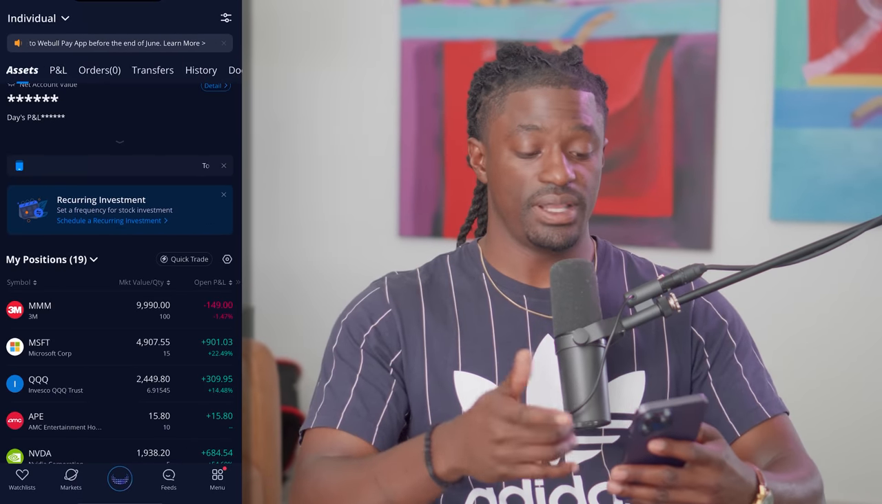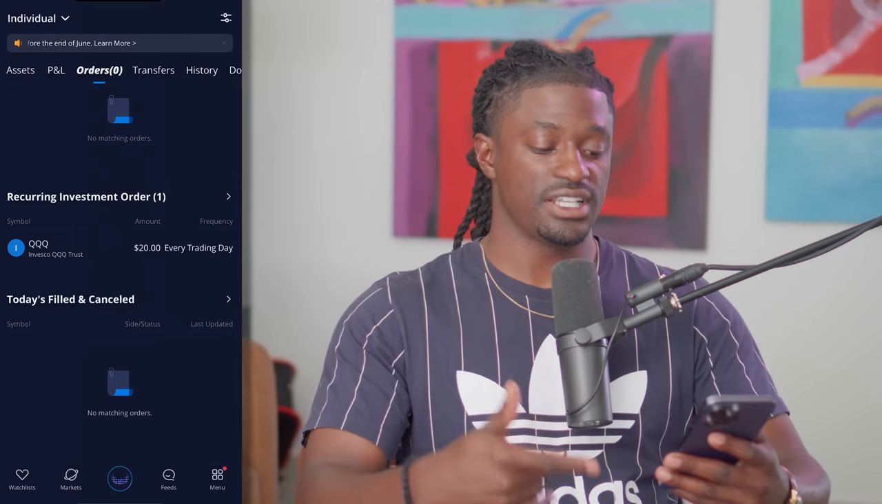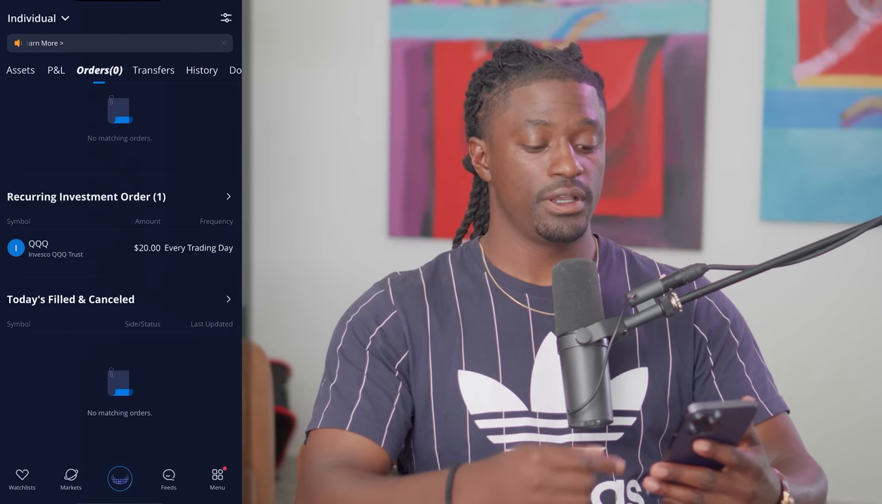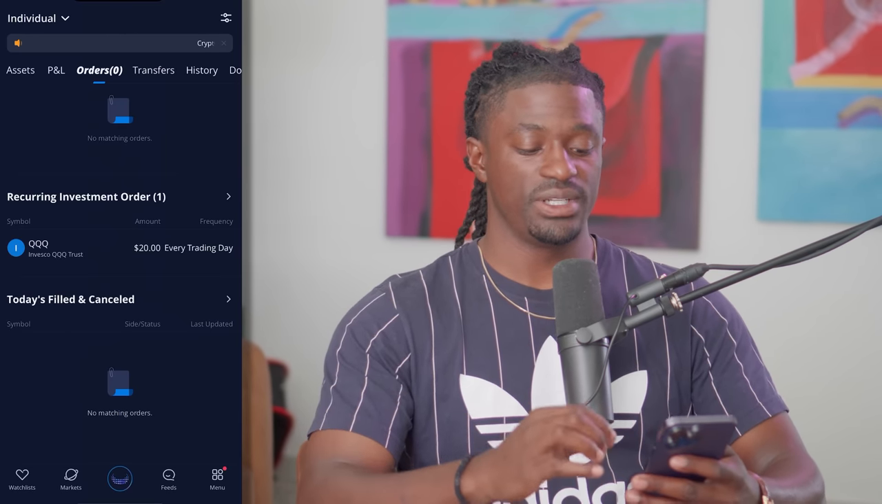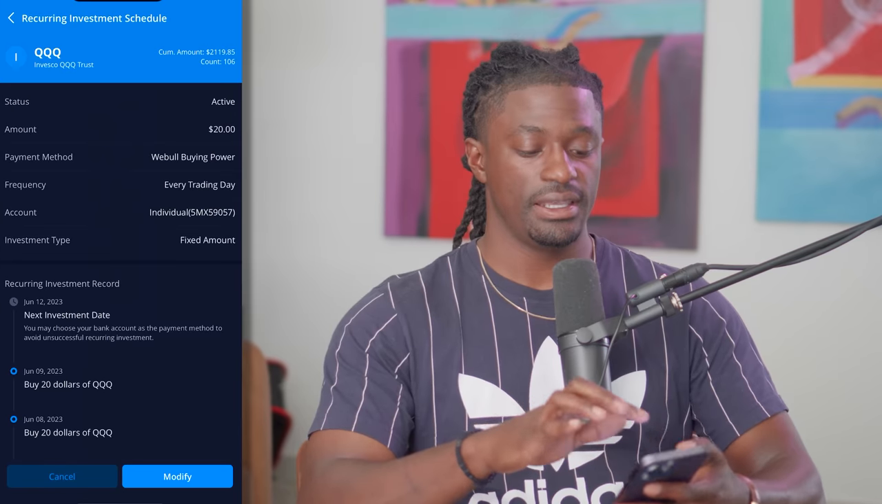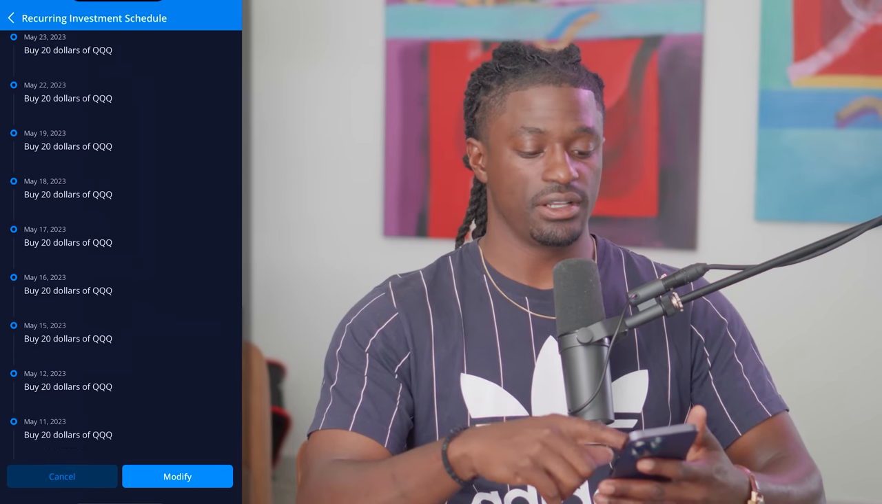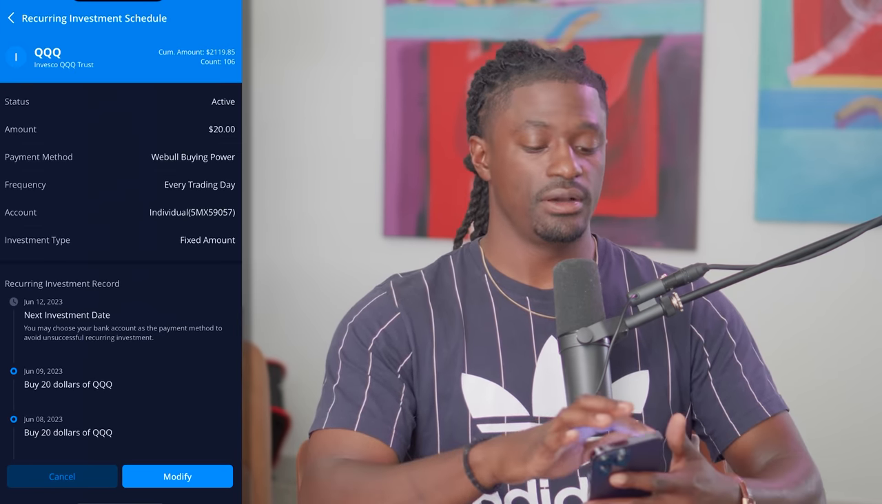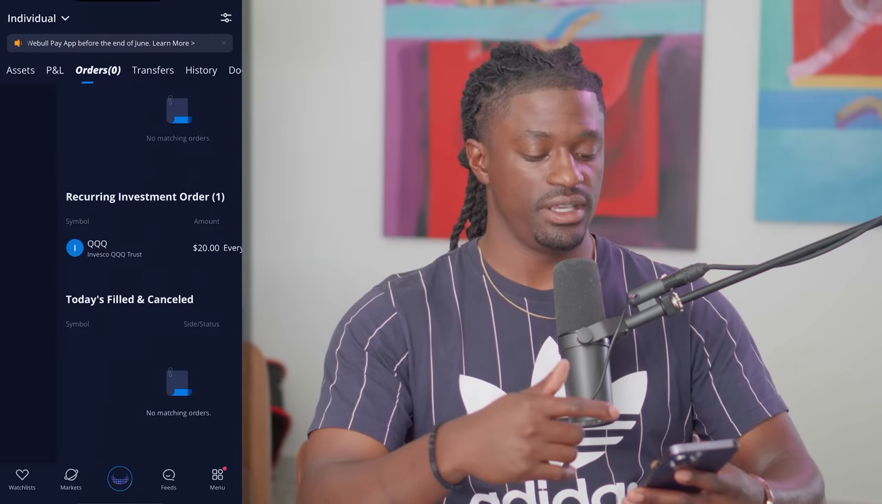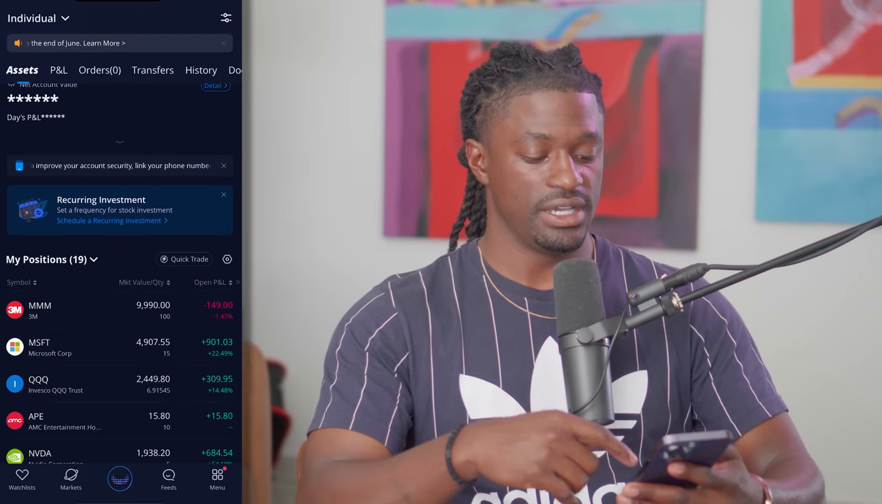Now let's go ahead and pull up QQQ so I can show you guys my 6 month result. All right, here we are on Webull. This is the platform I decided to do the dollar cost averaging on QQQ on. Here we go. I have it set up right here for $20 every single trading day. So every single trading day it's going to go in and purchase $20.